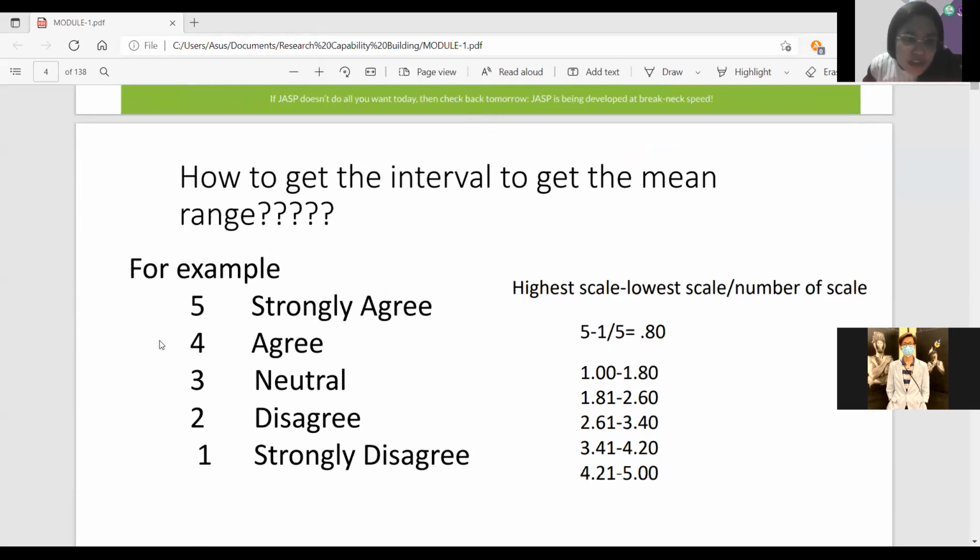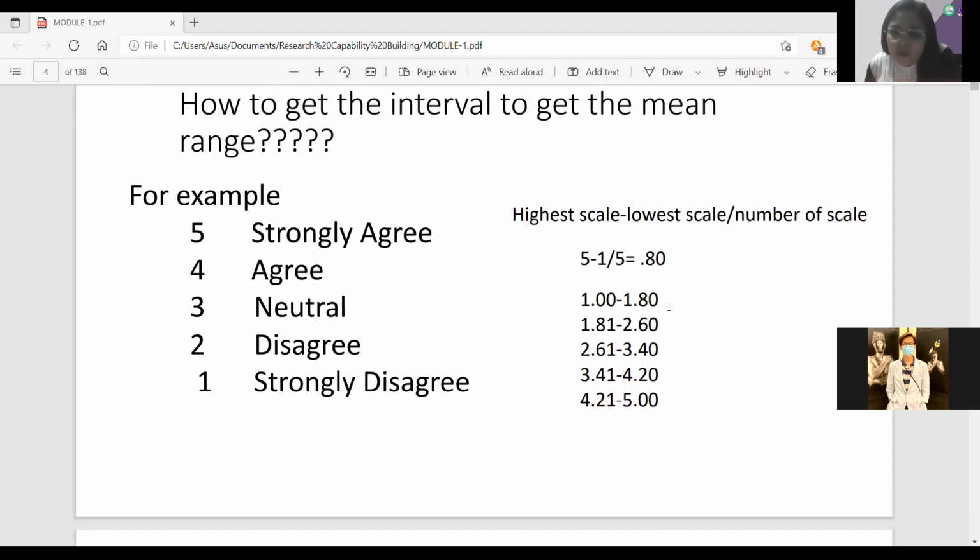So suppose you use this type of Likert scale in your questionnaire, you have there 5, 4, 3, 2, 1, and these numbers correspond to verbal interpretations, like 5 for strongly agree and 1 for strongly disagree. During the interpretation, you will not be using strongly agree or strongly disagree. We will be getting the range, and then we will have a new set of interpretation here.